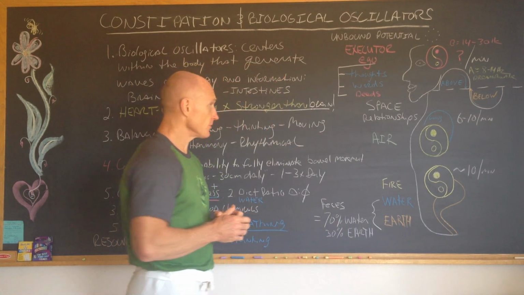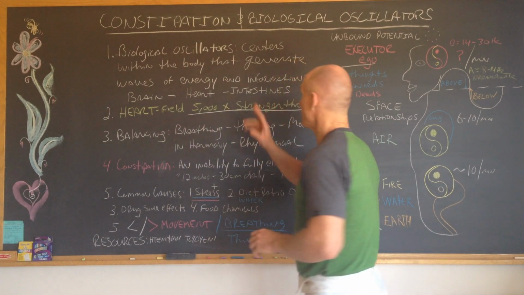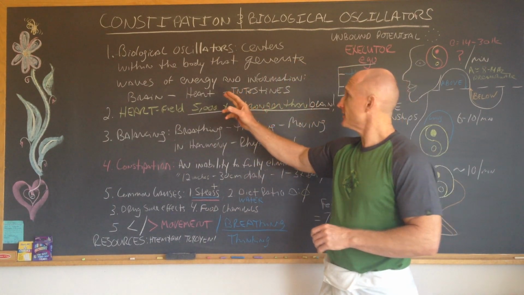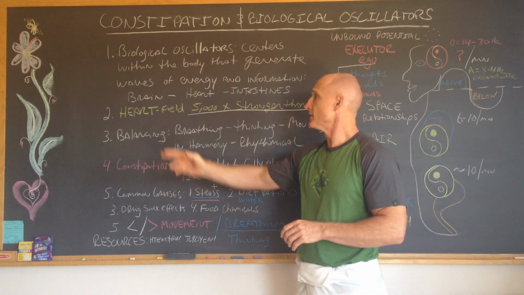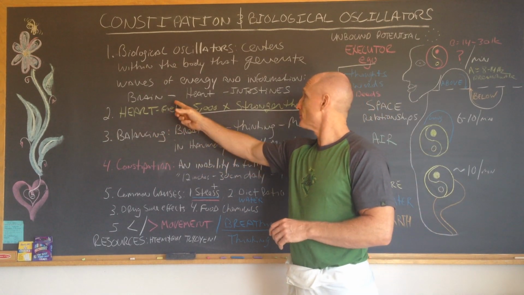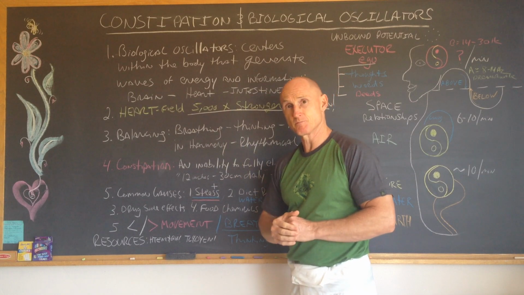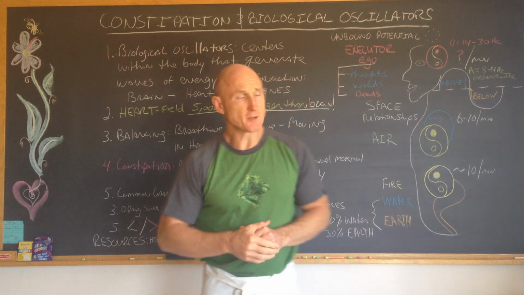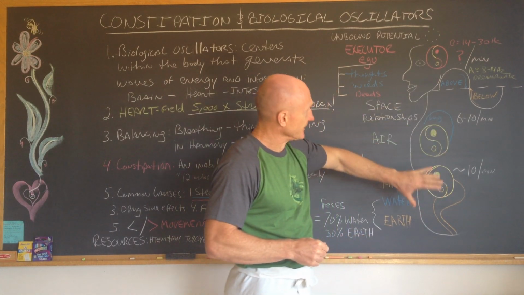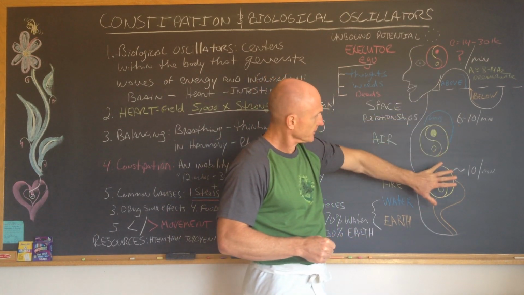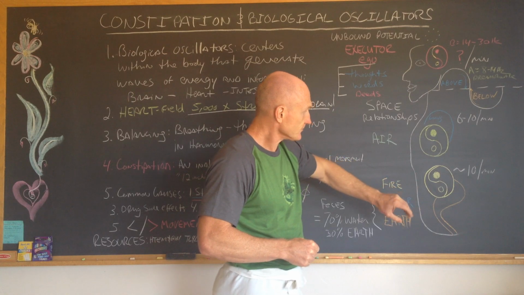So to begin with, we're going to talk about biological oscillators. Biological oscillators are centers within the body that generate waves of energy and information. The key biological oscillators are the brain, the heart, and the intestines. If you look at my diagram over here, you can see the Tai Chi symbol represented in each of these places: brain, heart, intestines.